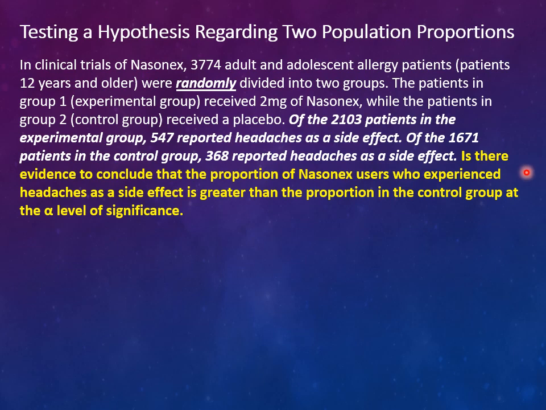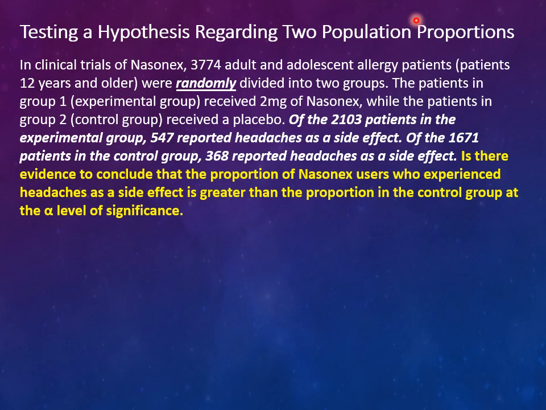So let's look at an example so we can pull those two different methods together, although they're pretty familiar, although we have some new formulas here. In clinical trials of Nasonex, 3,774 adult and adolescent allergy patients, these are patients 12 years and older, were randomly divided into two groups. The patients in group 1 received 2 milligrams of Nasonex, while the patients in group 2 received a placebo.